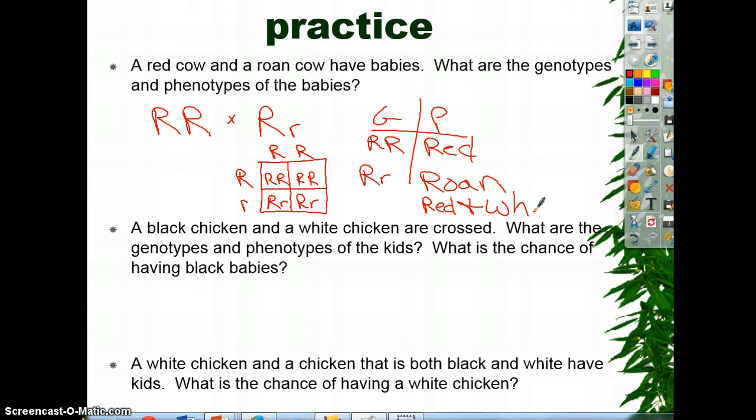So this time they're both dominant. That little r cannot be overpowered by that big R, and the big R cannot overpower the little r, so they both show up. A black chicken and a white chicken are crossed. What are the genotypes and phenotypes of the kids? What's the chance of having a black baby? So a black chicken is crossed with a white chicken.